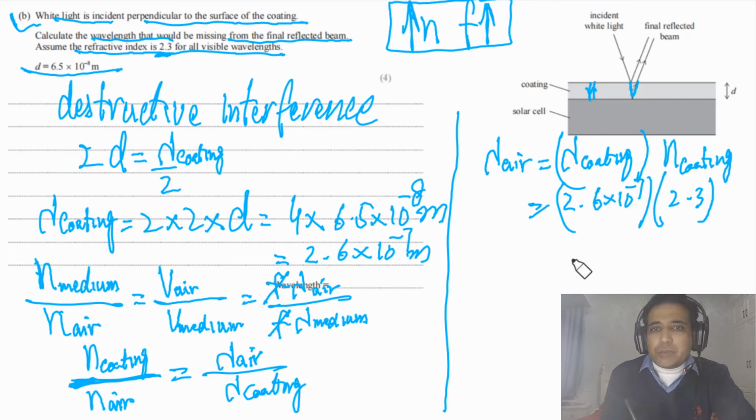Now we simply need to multiply. If we multiply these two, we will get 5.98 times 10 to minus 7. This is in meters, so in nanometers we can say this is 598 nanometers.